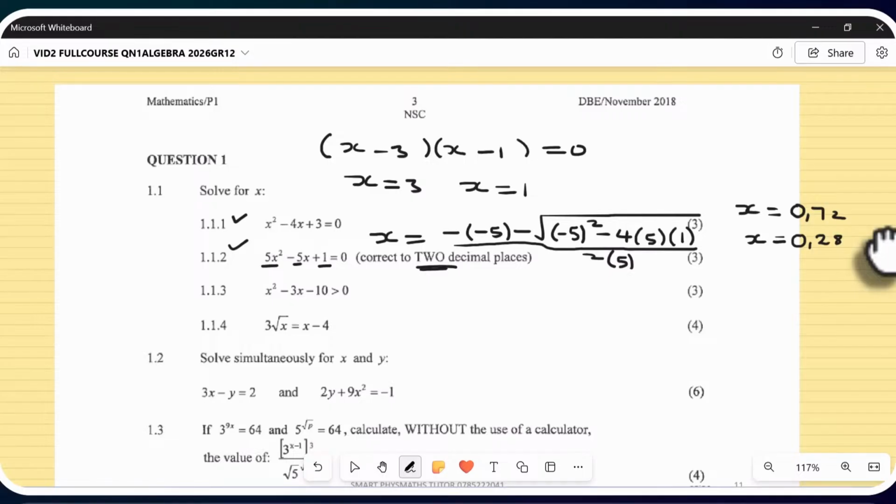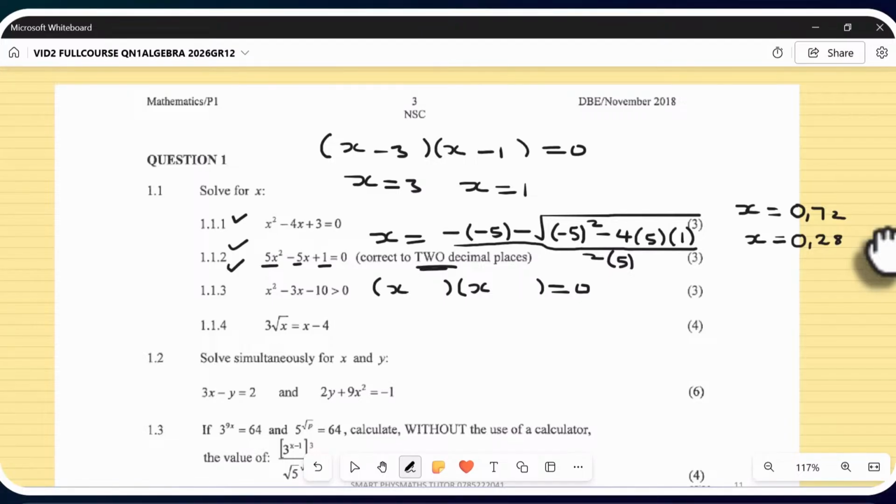1.1.3, it is an inequality, and we need to get our critical values by equating to 0. But I think we can get factors here. We can say this is x multiplied by another x, equals to 0. So we can get the critical values here. Two numbers that multiply to get negative 10 and when you add get negative 3, that should be negative 5 and a positive 2.